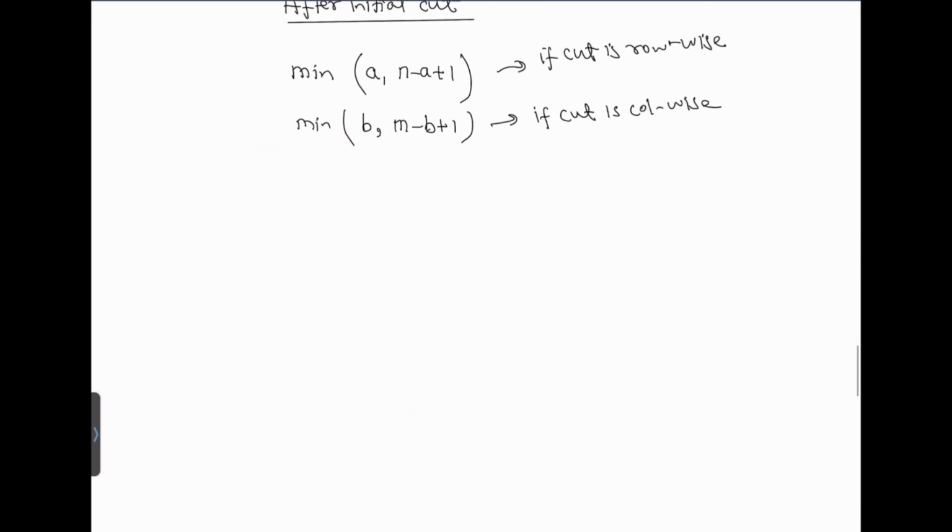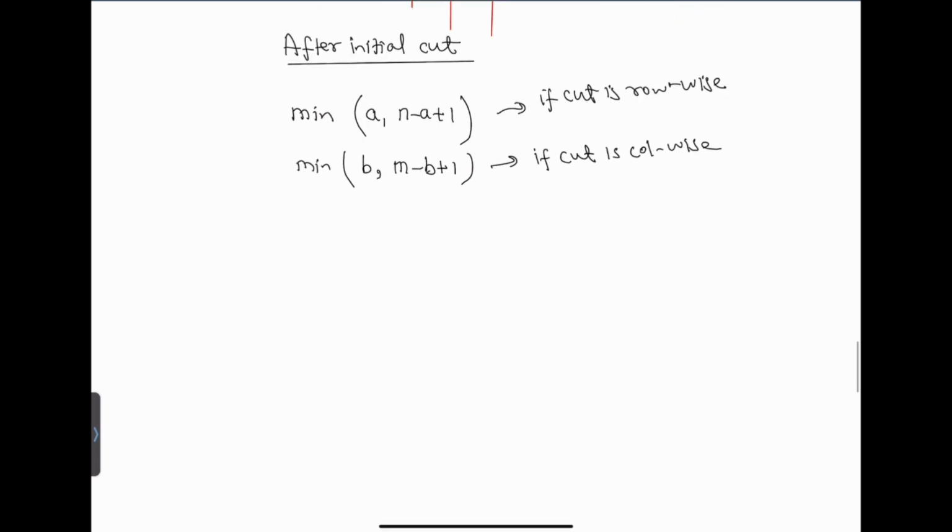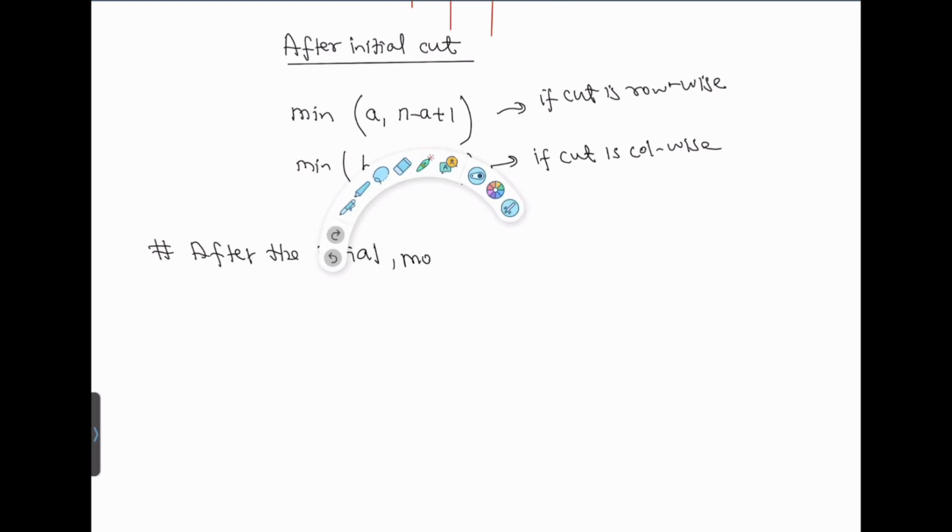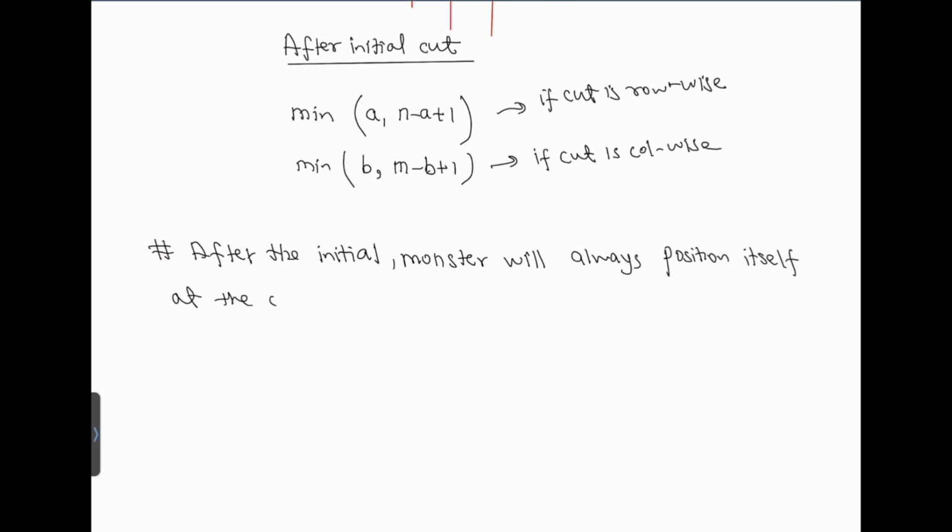Now let's see how we will approach this problem. Now we will make an initial cut, right? The initial cut would be row wise or it would be column wise. Now after making the initial cut, we are basically giving the monster the space to select any row or column he wants, right? So he'll always position himself at the center, right? So after the initial cut, the monster will always position itself at the center, right?